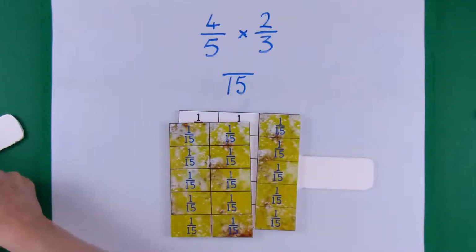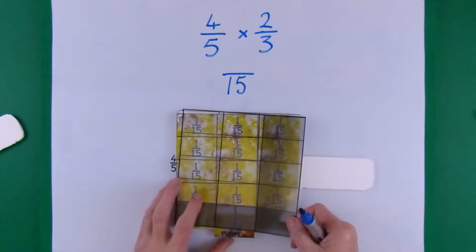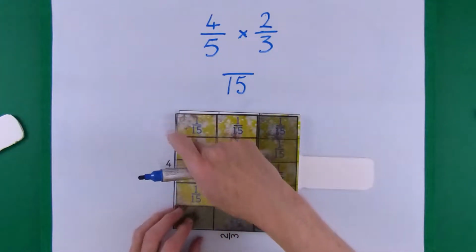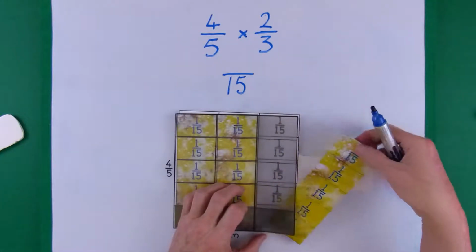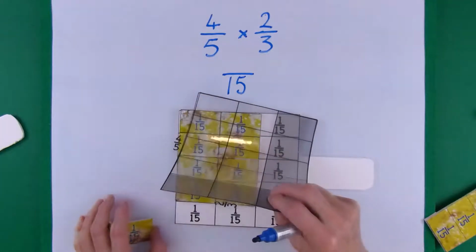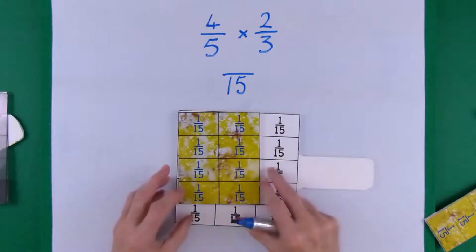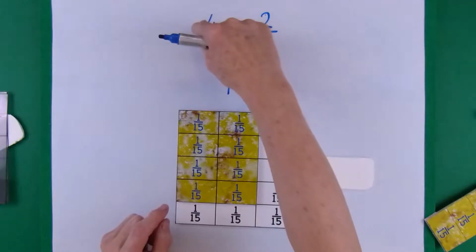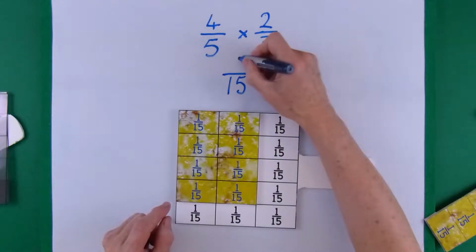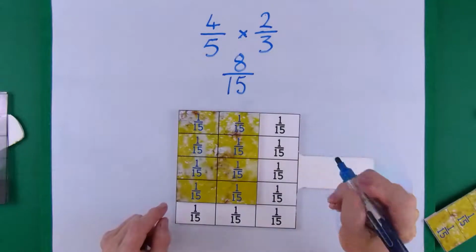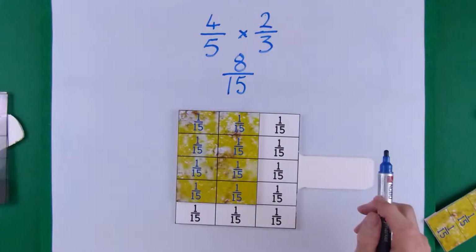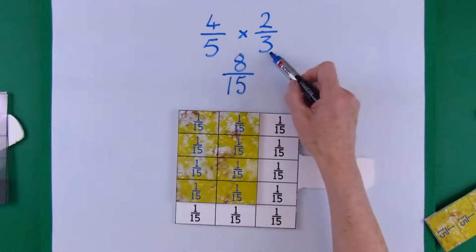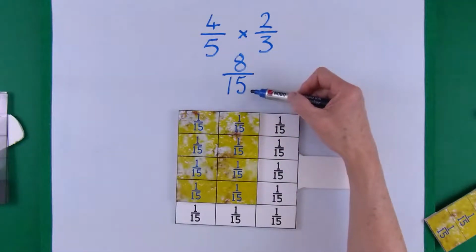So we've got a pizza in 15ths, and now take a look at what we actually have. We have 4 times 2. We'll take the other bits away, and you can see we've got 4 times 2. So it's the top numbers. 4 times 2 is 8, tells you the number of bits we actually have. So it's really easy. All you do is multiply the tops to get the top number, multiply the bottoms to get the type of fraction, the bottom number.